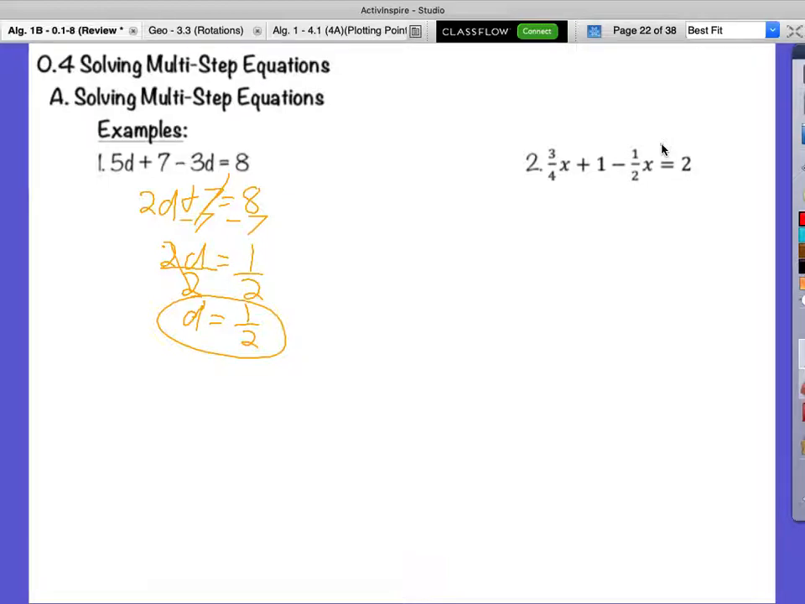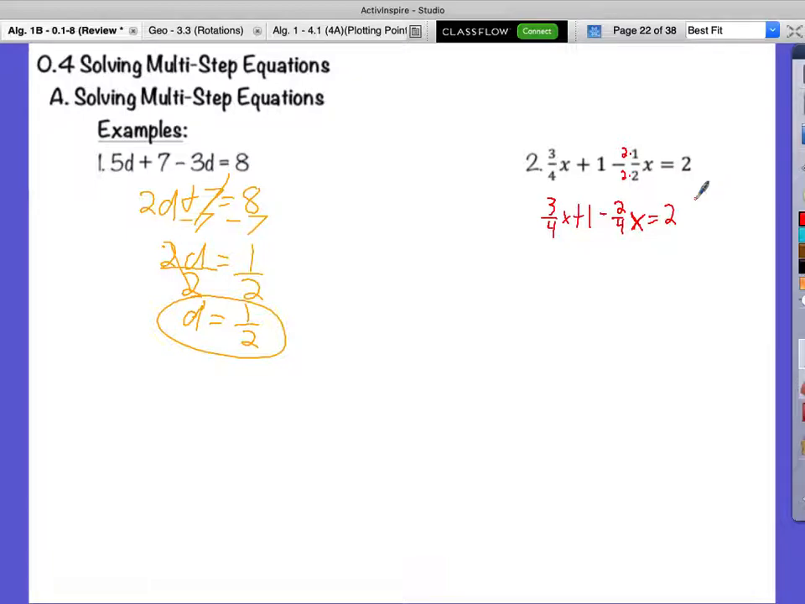But do we know what 3/4 minus 1 half is yet? Can we actually do that subtraction yet? Remember the like terms. We need common denominators, right? What's going to be our common denominator here? 4. This one's already there. What do we have to do with negative 1 half to get it to being something fourth? It'd be 2 over 4, because we multiply the top and the bottom by 2. So now we have 3/4 x minus 2/4 x plus 1 equals 2.